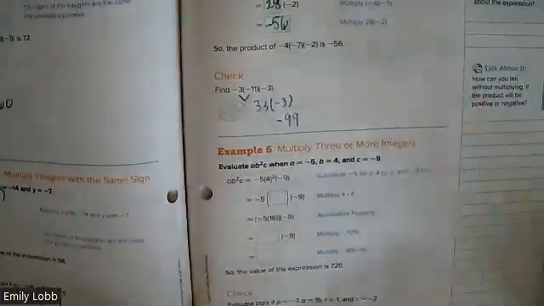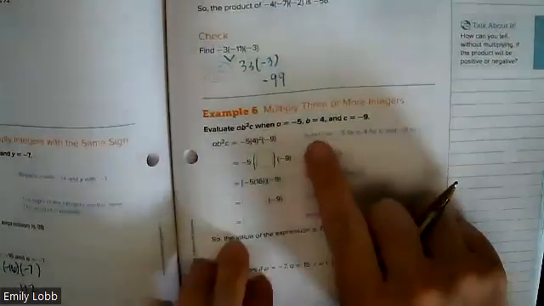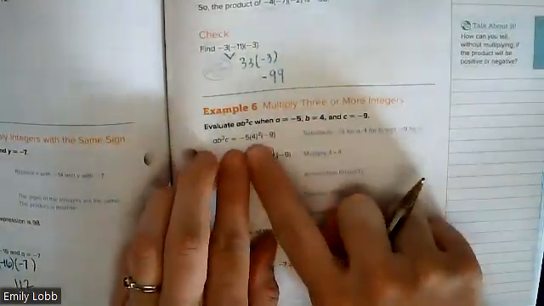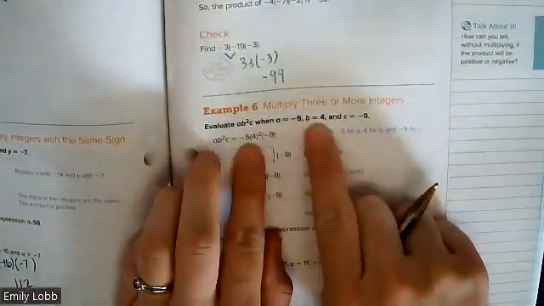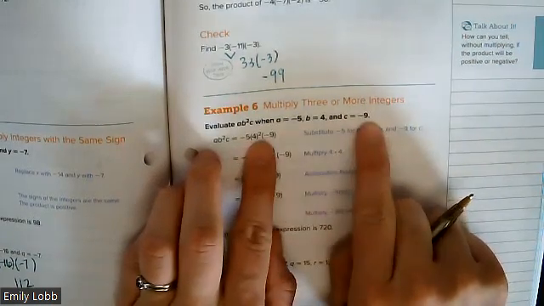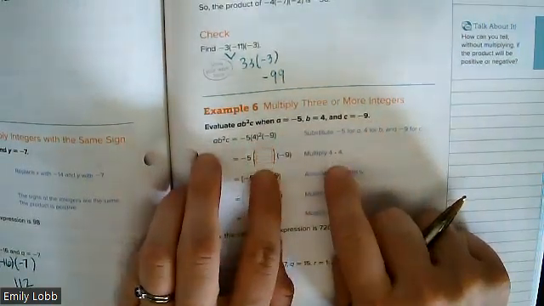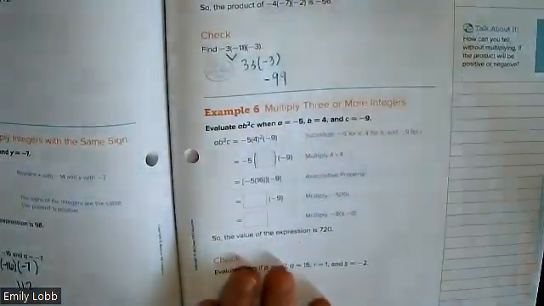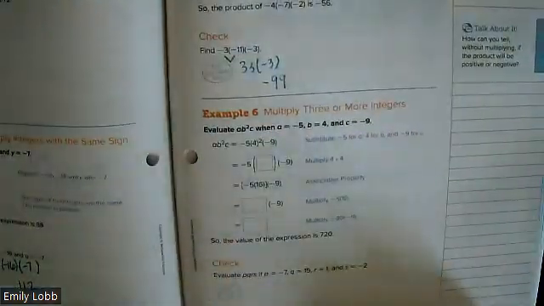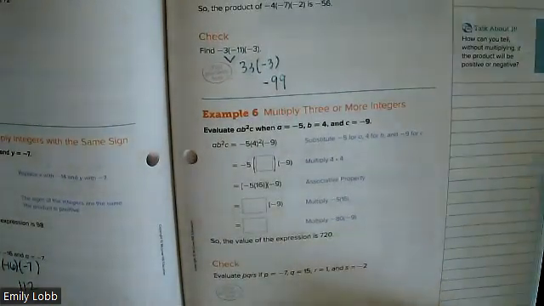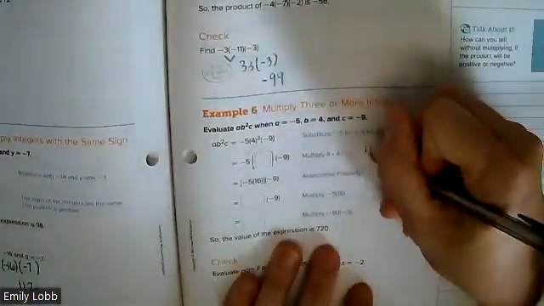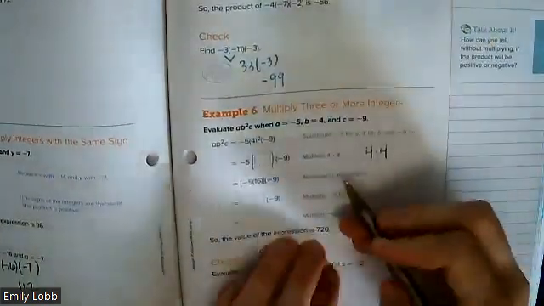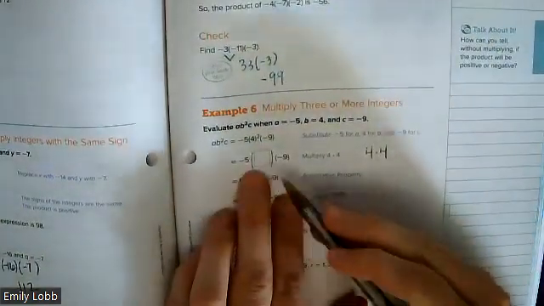All right. This gets a little bit trickier because we are substituting. They're putting in a -5 for the A, a 4 for the B, and a -9 for the C. So what is 4 squared? What does that mean? Multiply the same number. Good. We have 2 factors of 4. So 4 times 4 is what?